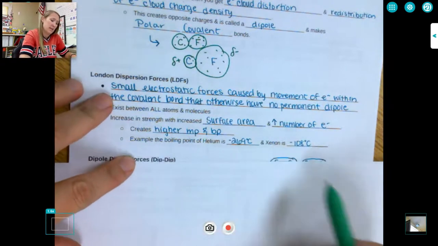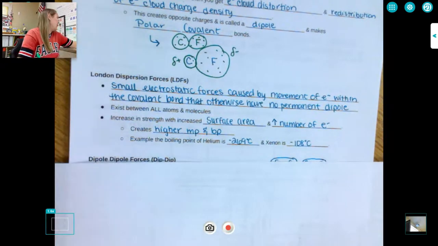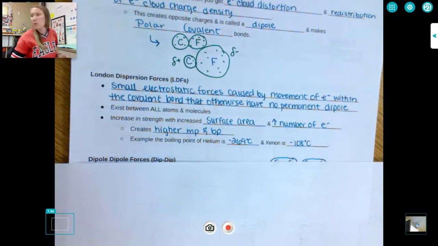So if I'm looking at something like helium versus xenon, well, on the periodic table, we are looking at helium, and I always seem to not have my periodic tables when we do this.